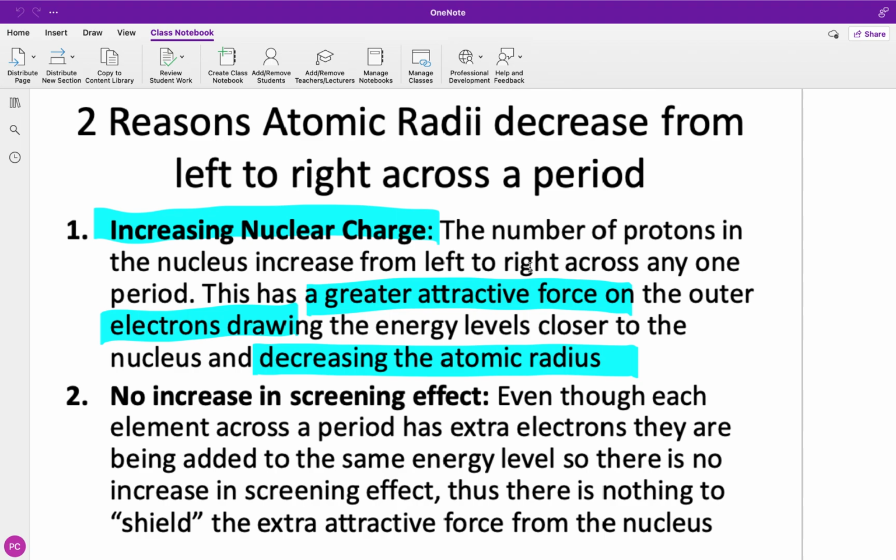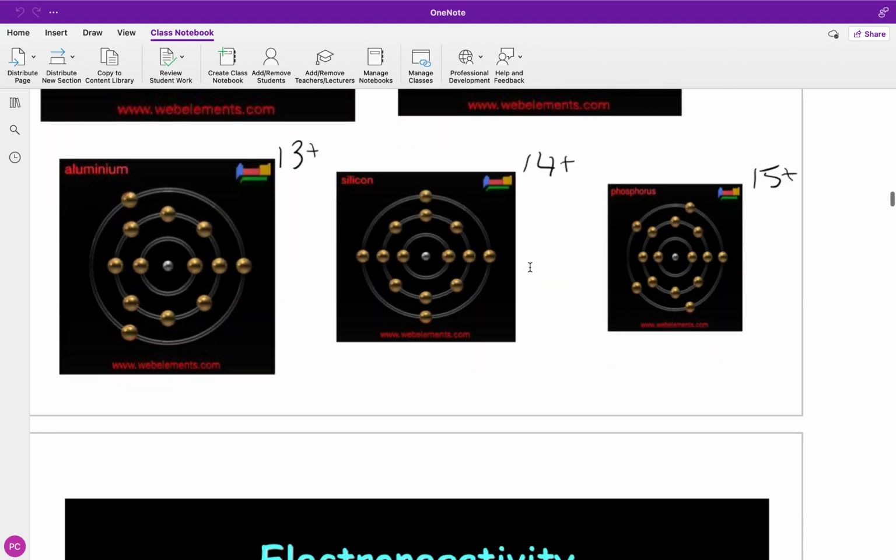And as you go across one period, say you start at sodium, magnesium, aluminium, silicon, phosphorus, sulfur, chlorine, argon, they may be adding electrons, but they're being added to the same level or the same shell. So because they're being added to the same shell, you don't have any extra shells being added on, therefore you have no extra screening effect. So that's two reasons why you have both. So some examples there for you to have a look at. Okay, and you can have a look back over that and we can talk about that again.